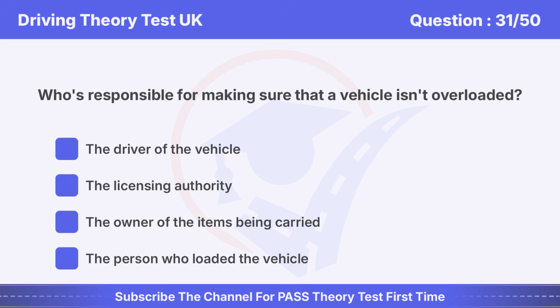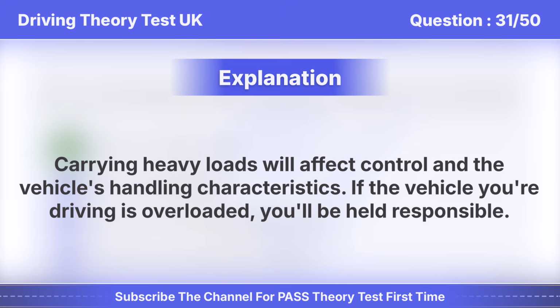Question 31. Who's responsible for making sure that a vehicle isn't overloaded? Answer is A. The driver of the vehicle. Carrying heavy loads will affect control and the vehicle's handling characteristics. If the vehicle you're driving is overloaded, you'll be held responsible.